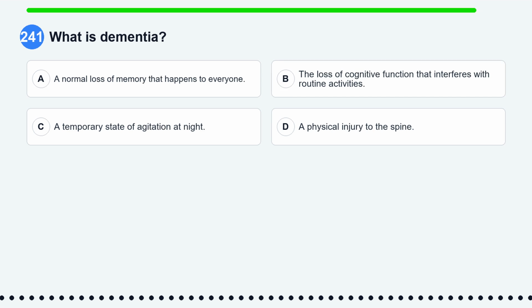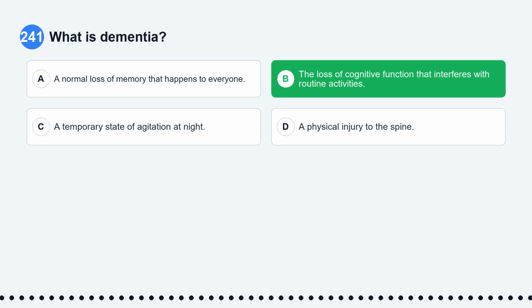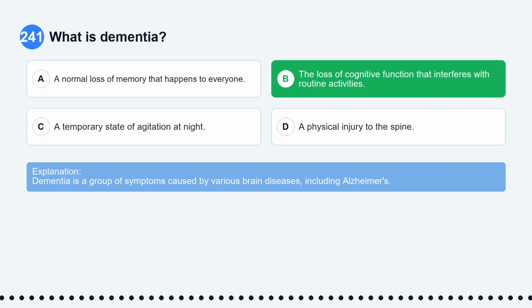Question 241. What is dementia? Option A, a normal loss of memory that happens to everyone. Option B, the loss of cognitive function that interferes with routine activities. Option C, a temporary state of agitation at night. Option D, a physical injury to the spine. The correct answer is option B, the loss of cognitive function that interferes with routine activities. Dementia is a group of symptoms caused by various brain diseases, including Alzheimer's.